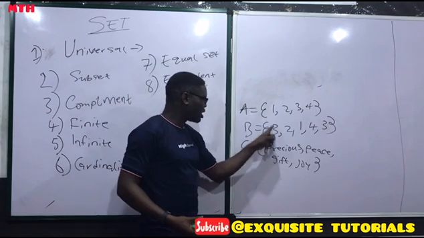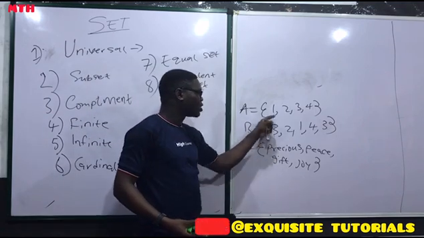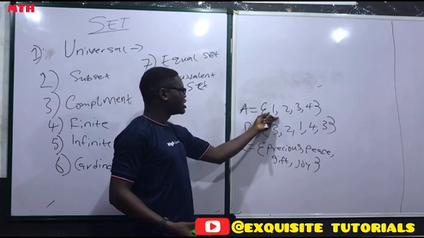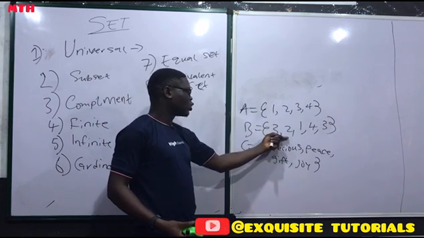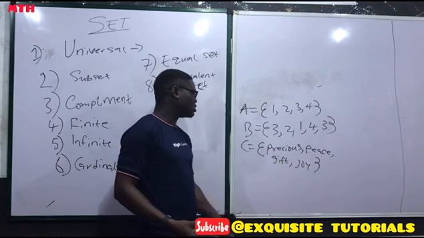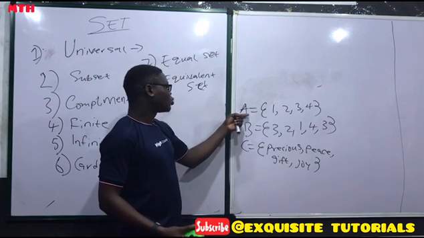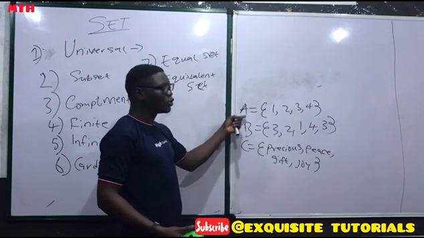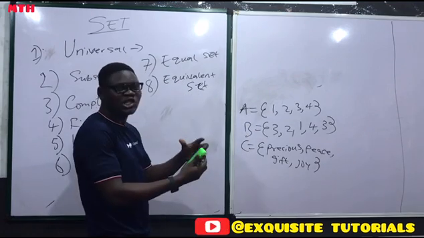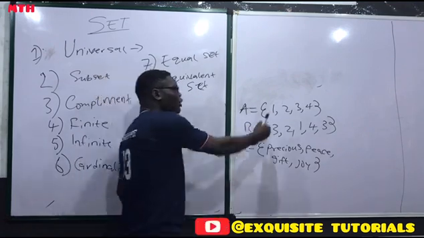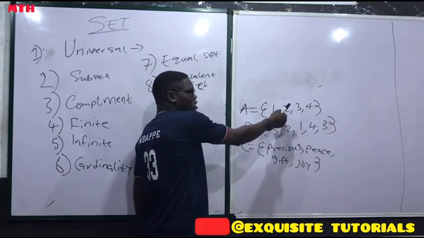But these two sets have different cardinality. The cardinality of this one is 4 because there are 4 elements here. The cardinality of this one is 5 because there are 5 elements here. So these 2 sets are not equivalent. We said for 2 sets to be equivalent, they must have the same number of elements. But these 2 sets are equal because they have the same elements.